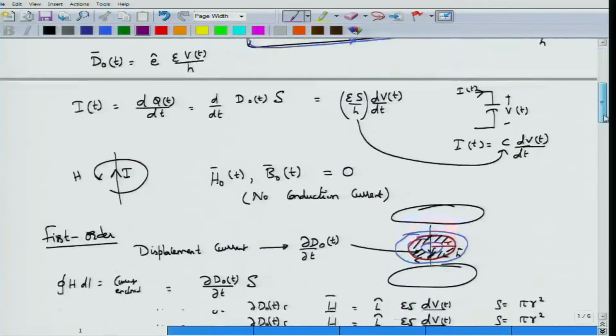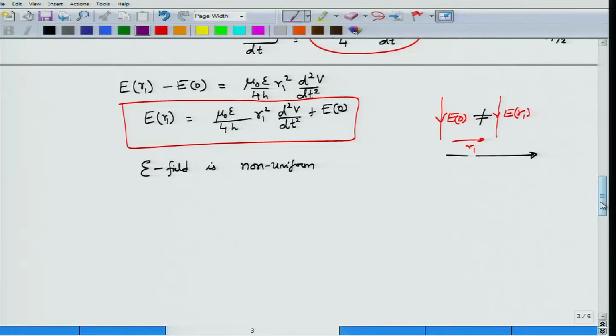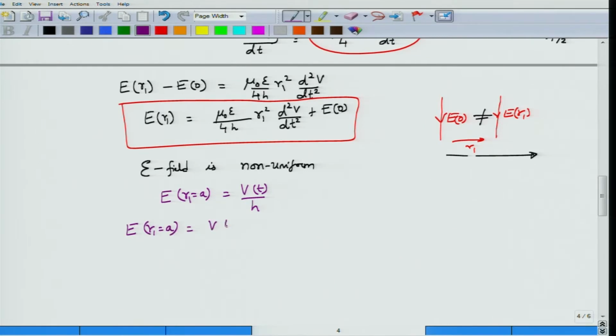So, now I already know how to obtain E of r 1. If I substitute r 1 is equal to A, then the total electric field must be equal to V of t by h, correct. So, indeed the condition is that E at r 1 equal to A must be equal to V of t by h, correct. So, this will enable us to find out what the electric field is. So, we will write this as E at r 1 equal to A, which is basically V of t by h, that must be equal to E of 0. This will actually enable us to find E of 0.